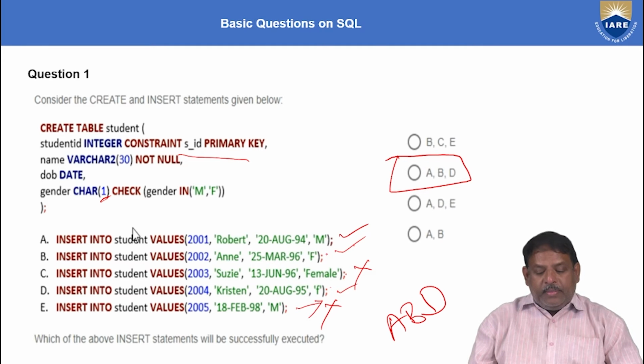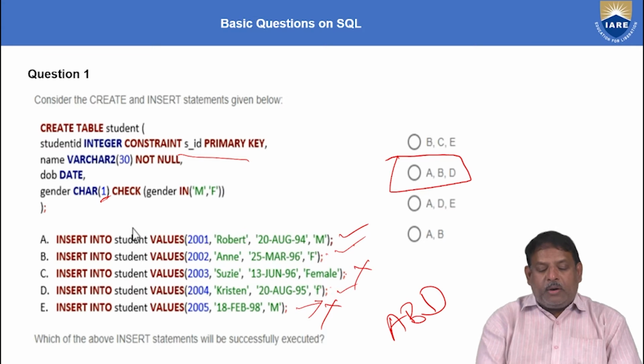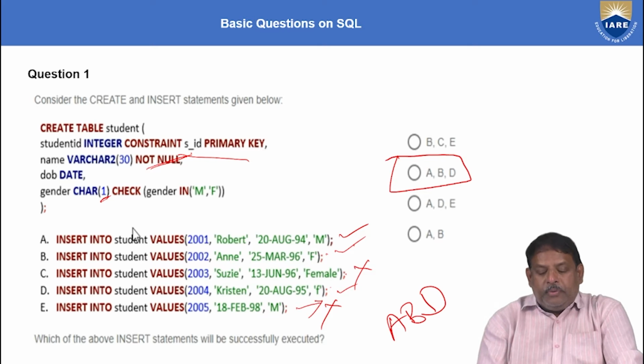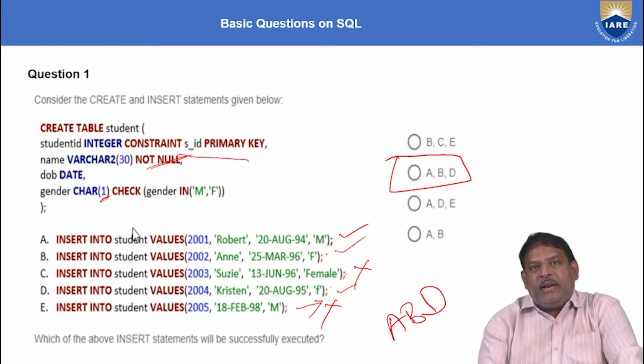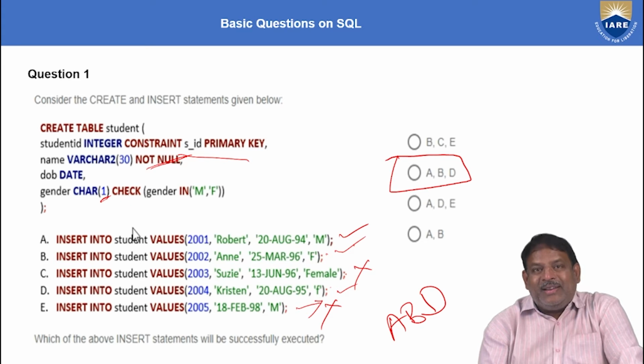There is no complicated logic here. Only two things we have to consider: he is saying that the name of the student cannot be null. And what is the second condition we have to check? There is a check constraint on the gender column, that is, the gender should be either male or female, only M or F.